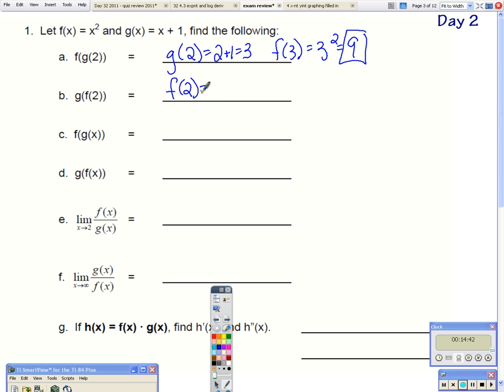f of 2 is 2 squared, which is 4. So then we need to do g of 4. 4 plus 1. My final answer is 5.